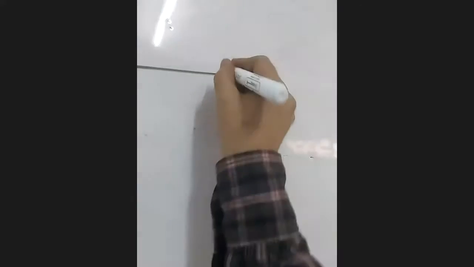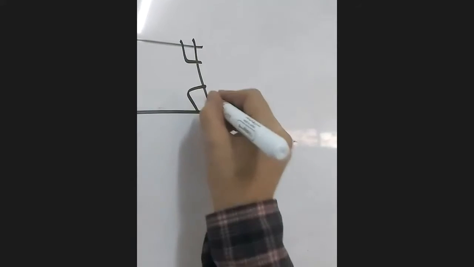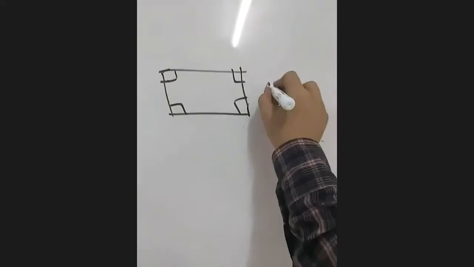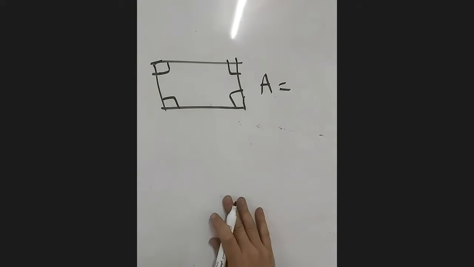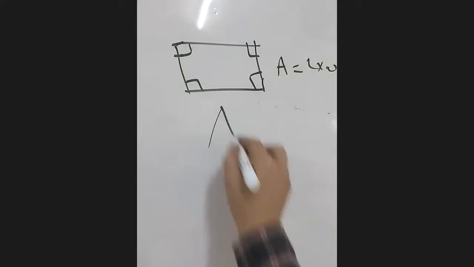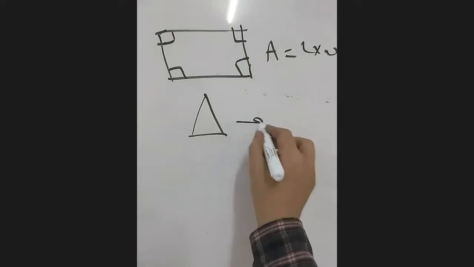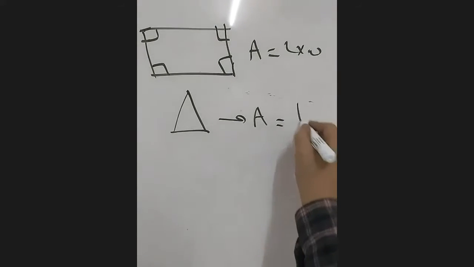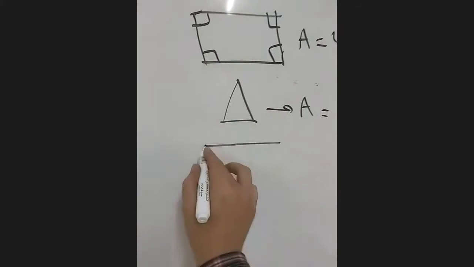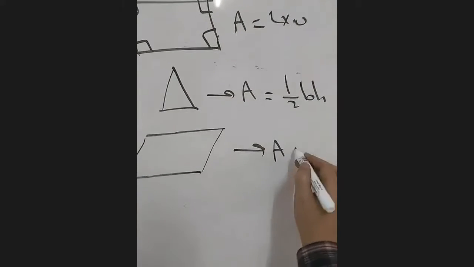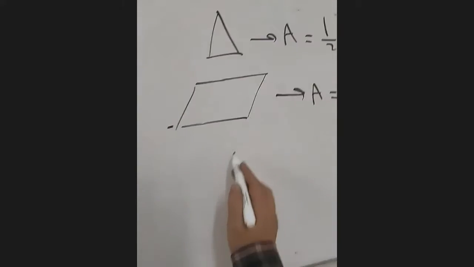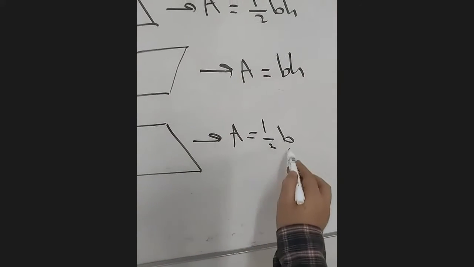Do you know what the area of the rectangle is? Yes. What is it? A equals length multiplied by width. Good. Do you know the area of the triangle? Yeah, A equals half B H, base multiplied by height. Do you know the area of the parallelogram? Yes. A equals B H. Do you know the area of the trapezoid? Yes. A equals half multiplied by B1 plus B2, multiplied by H.